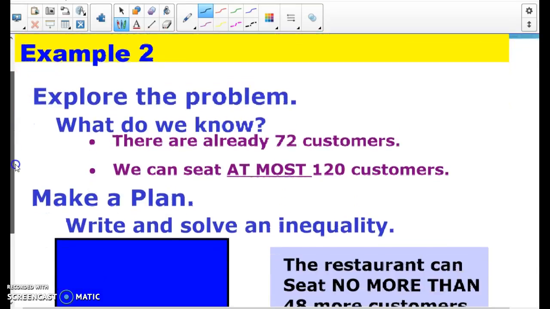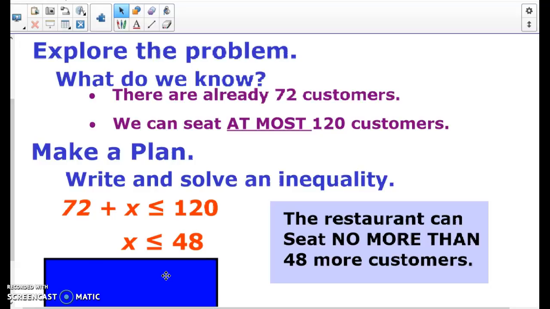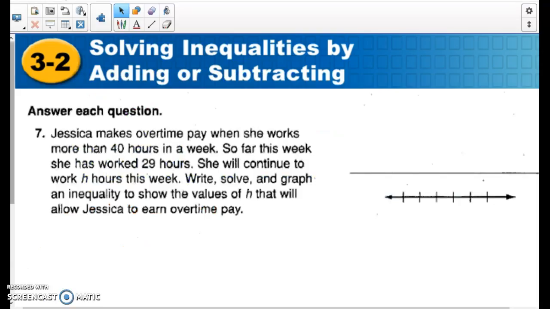Okay, so we know right now there's 72 customers, and at most it can seat is 120. So we can't go past 120. So that's why we're going to have a less than or equal to sign, because 120 is the maximum. So we can have at most 48 people more in the restaurant. Okay, 47, 46, all those numbers are good. Just can't have a number like 49. That's going to be too much.